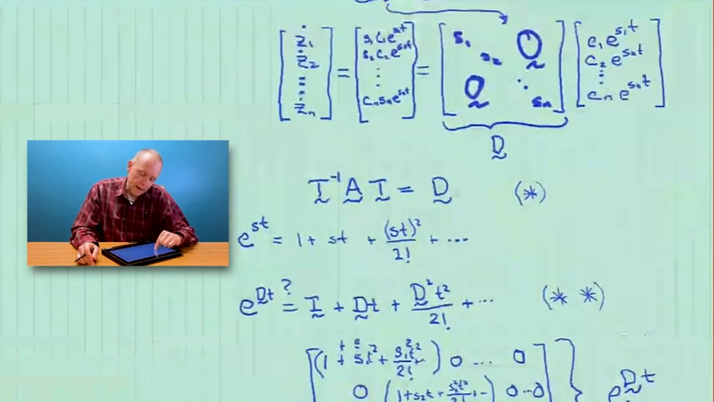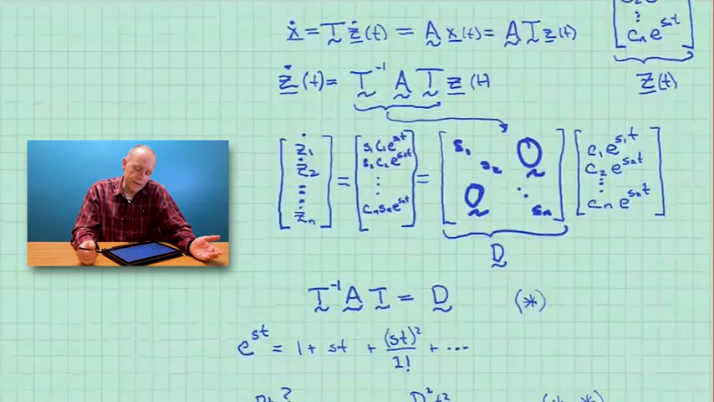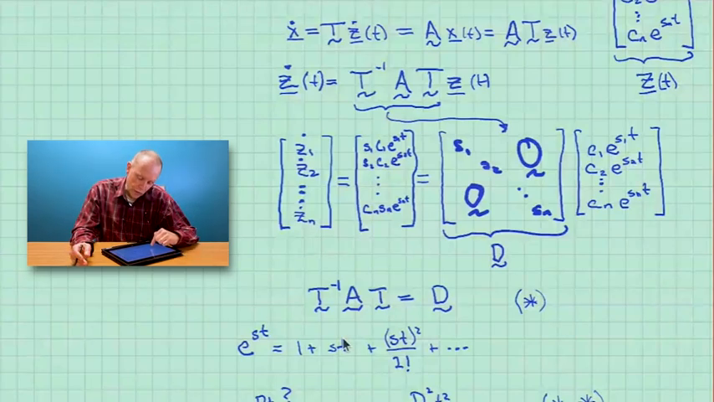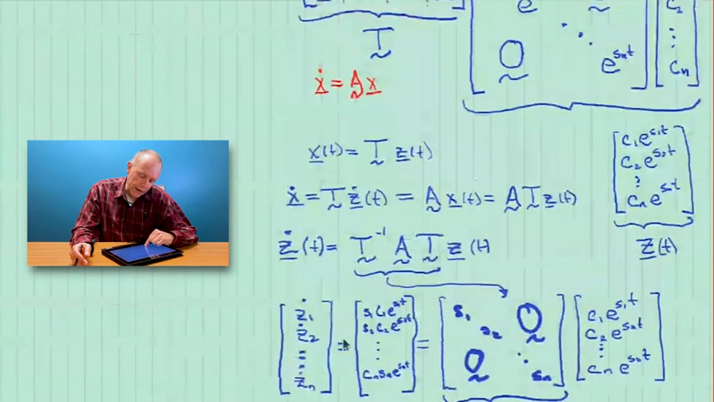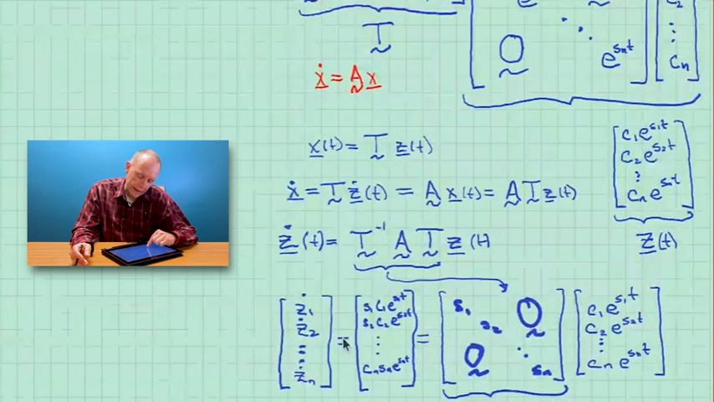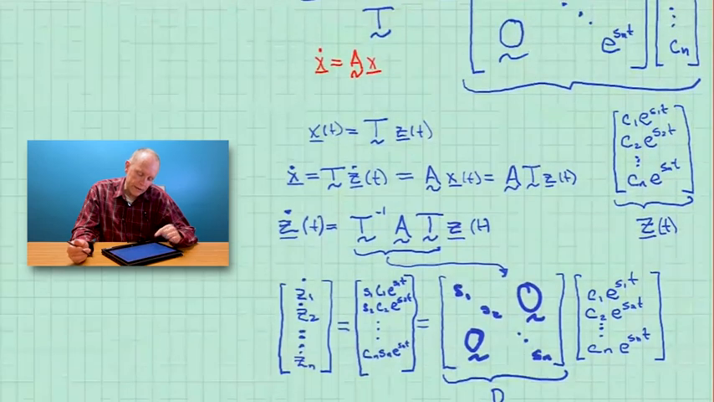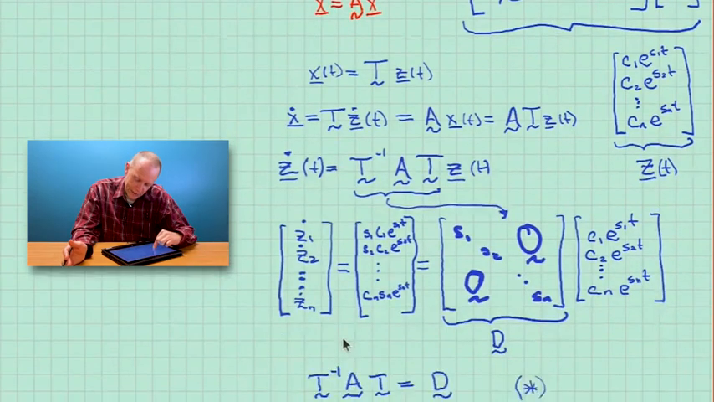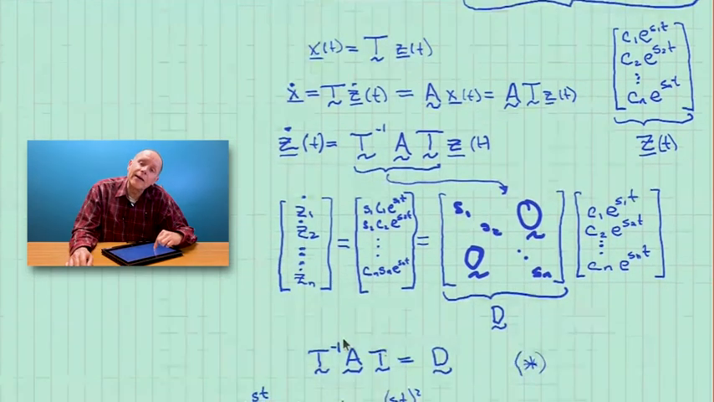Notice that we had this transformation that takes us from the uncoupled coordinates z to the coupled coordinates x. If we do that, we can transform the initial equation x dot equals Ax into an equation z dot equals T inverse A times T times z. That looks just like x dot equals Ax, except it's now z dot equals D times z, where D is this big matrix with all the s's down the diagonal.